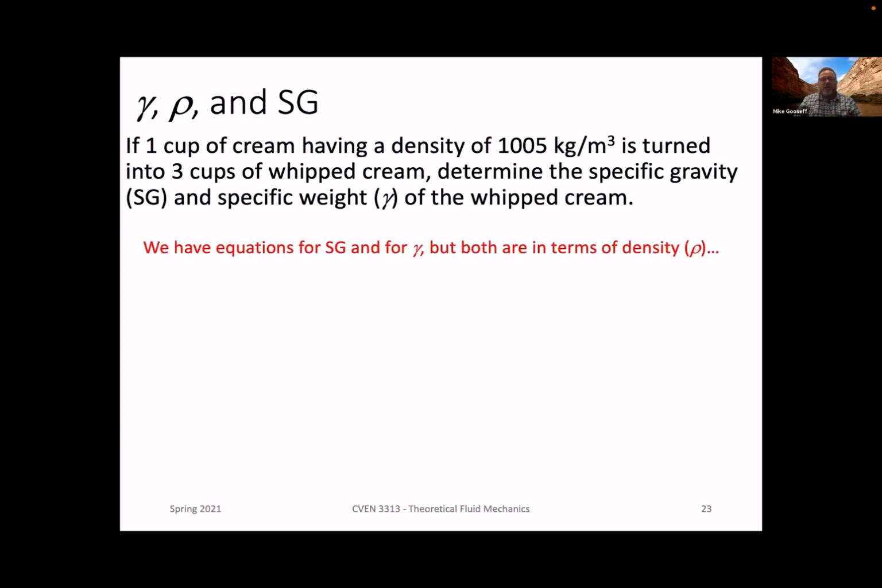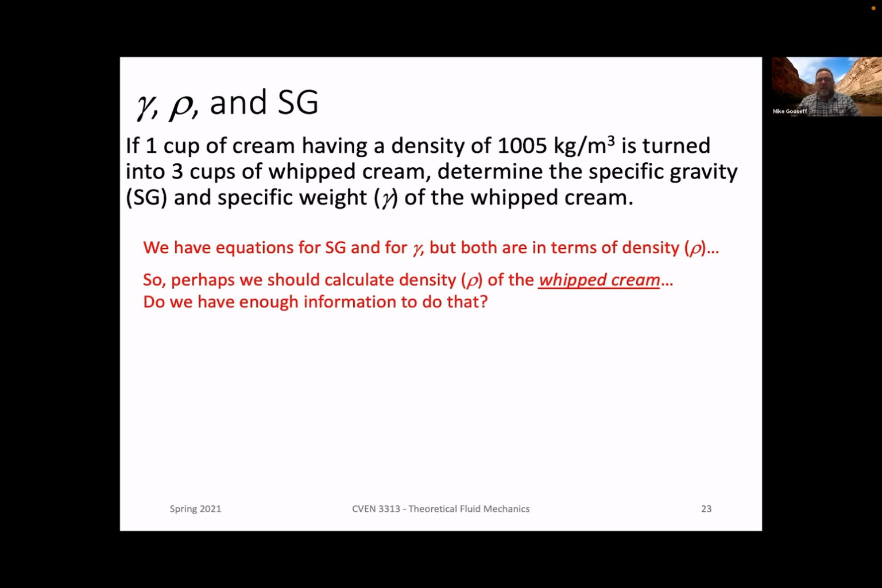So we have equations, as you may recall from last week and the week before. We talked about specific gravity and specific weight, but we did both of those in terms of density. We're given the density of the fluid here, 1,000 kilograms per cubic meter, but we're not given the density of the whipped cream. So one thing we could do is calculate the density of the whipped cream. And one question we should ask is, do we have enough information for that?